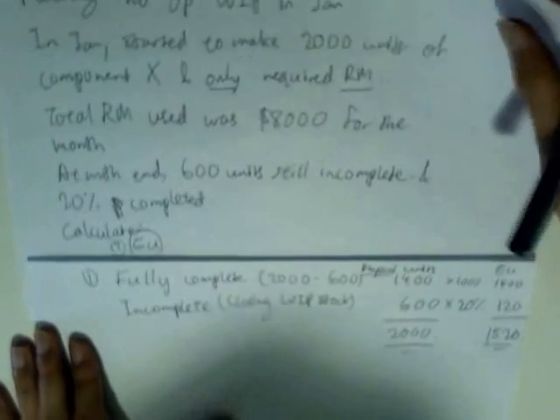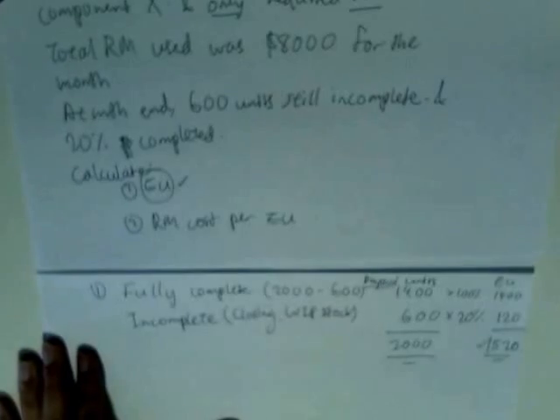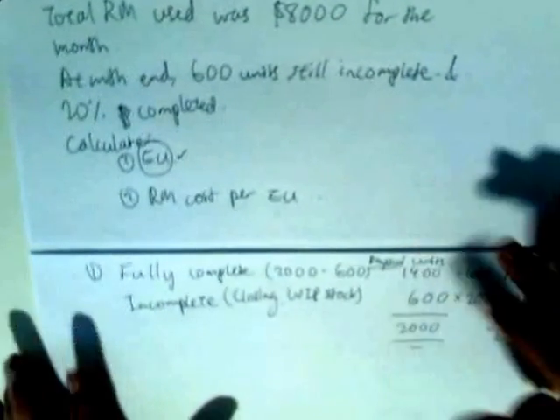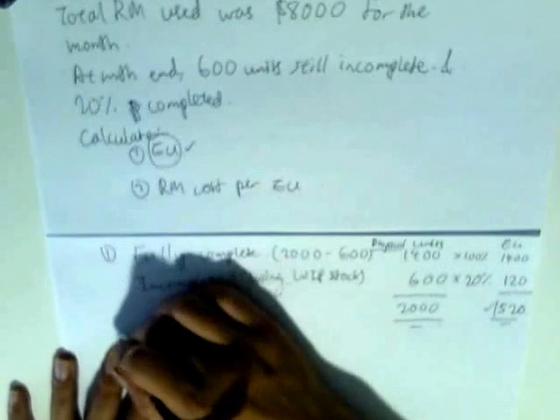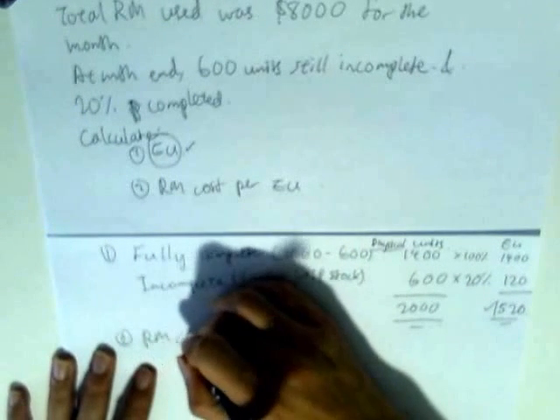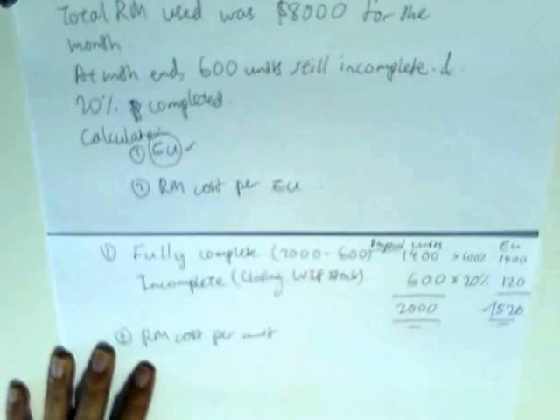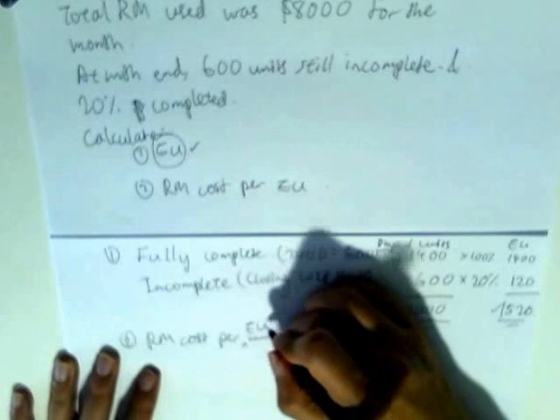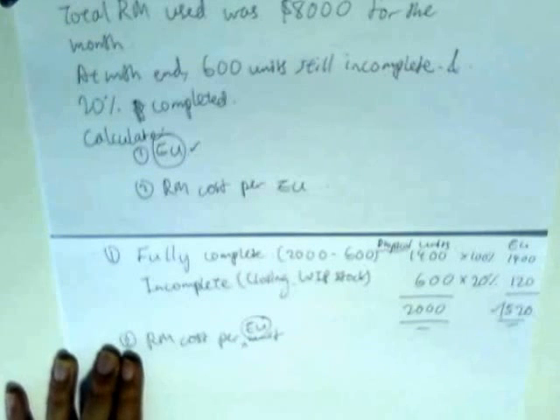Okay, and I have answered for you the first one, which is equivalent units. Can you see that? Right, 1520. Okay, next question. What do I mean by raw material cost per unit? And I'm not just talking about per unit, I'm referring to equivalent unit, which is about the same as my earlier example.